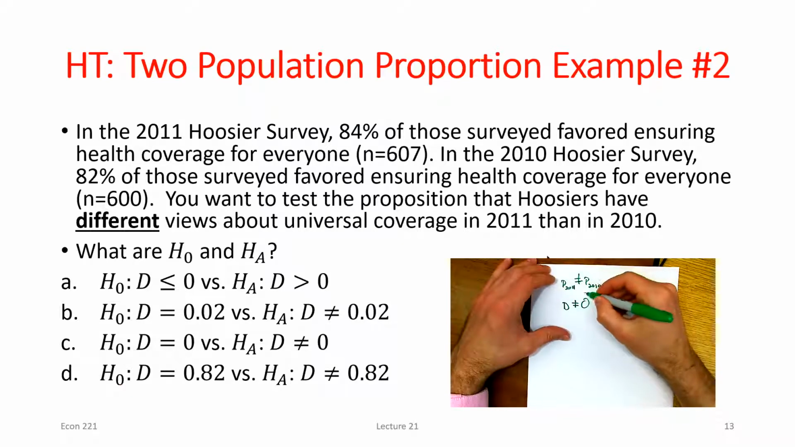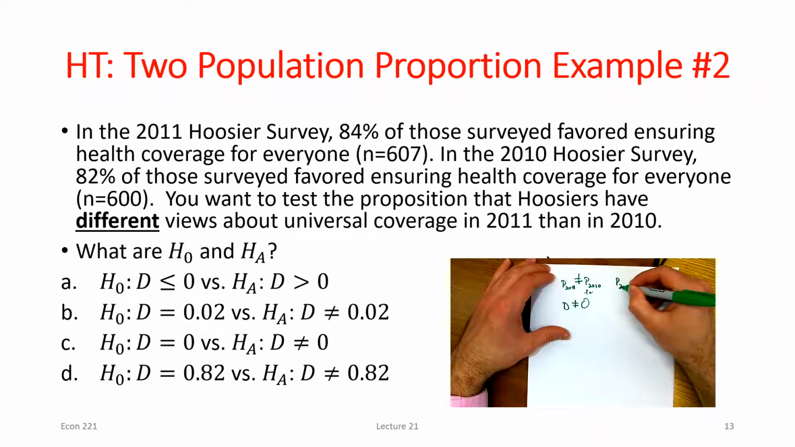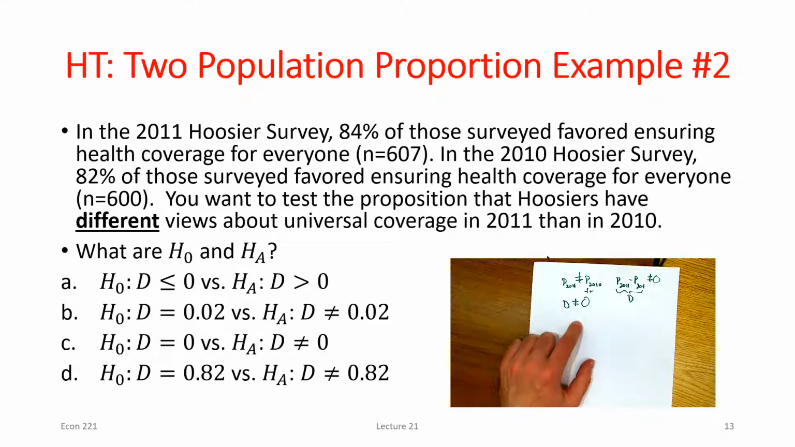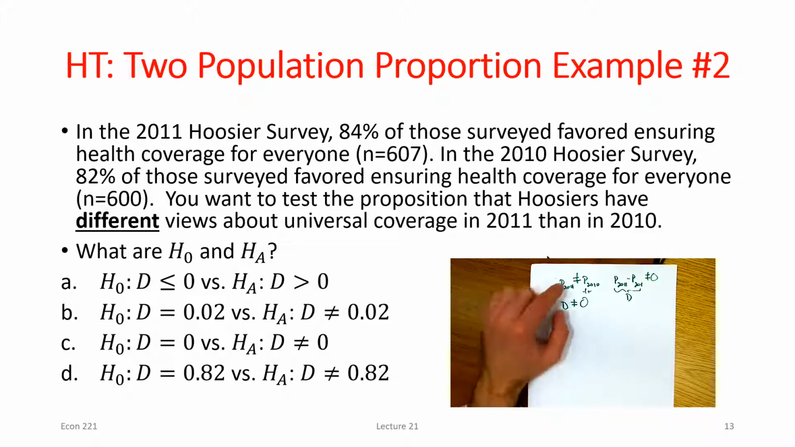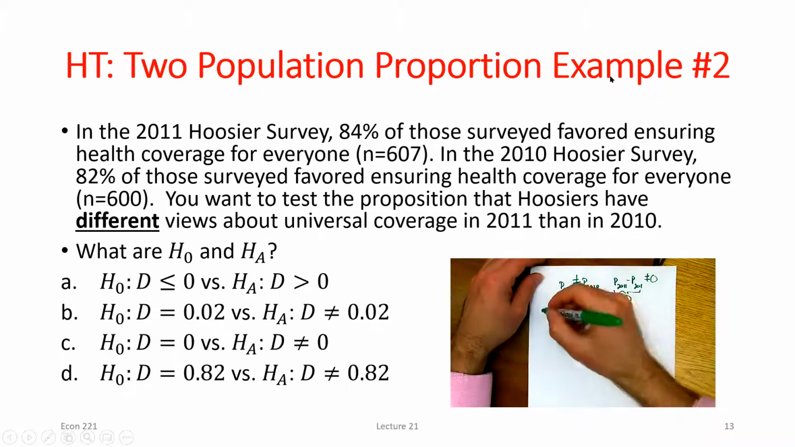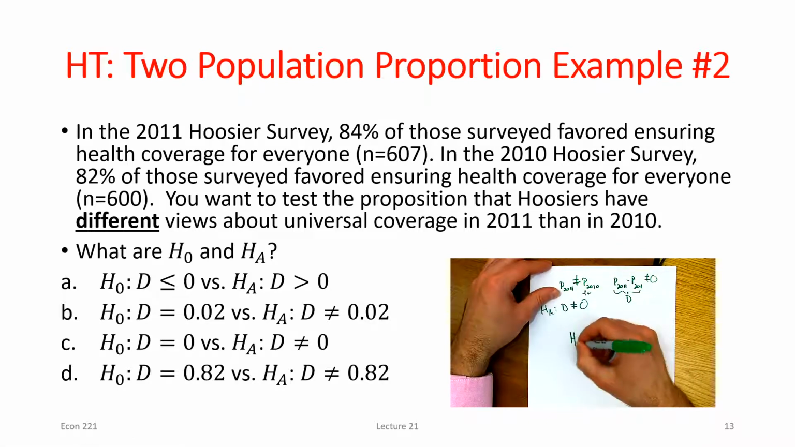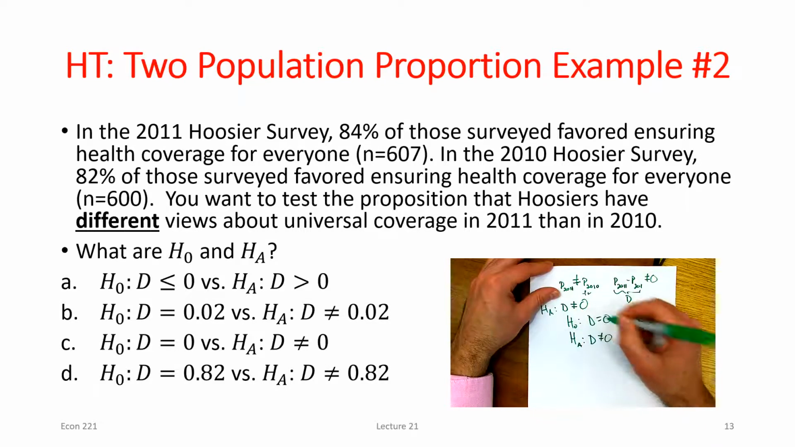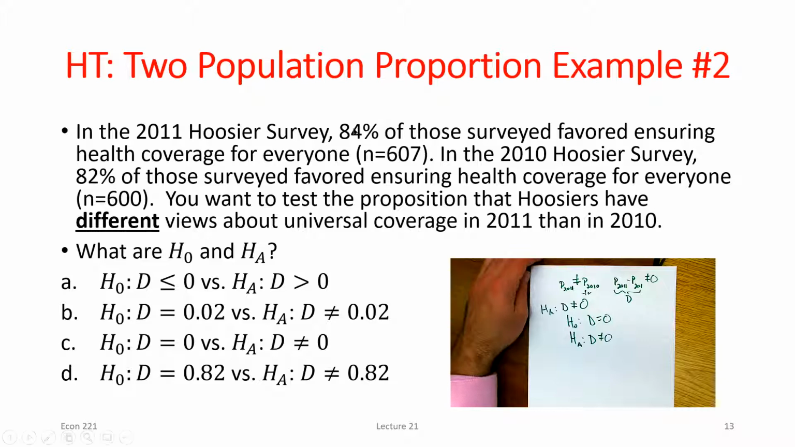If I rearrange this and subtract the proportion from both sides, I'd have the 2011 minus 2010 proportion not equal to 0. This represents our difference. Are the views different from each other? Are those proportions anything other than each other, which would mean the difference is something other than 0? So that's my alternative hypothesis. If my alternative is that the difference is not equal to 0, I assume the opposite is true for the null, that it is equal to 0. Here I've got a not equal to sign, so evidence on either side could go against the null. So I've got a two-tailed test.